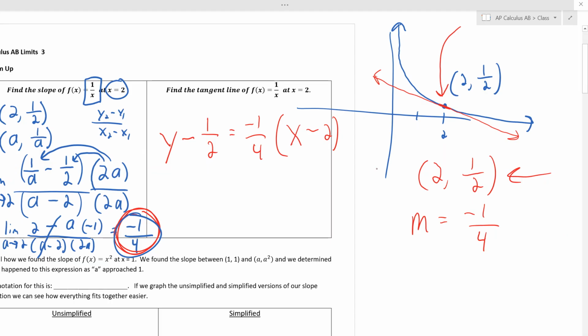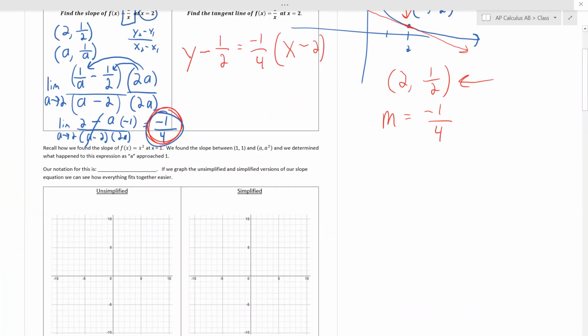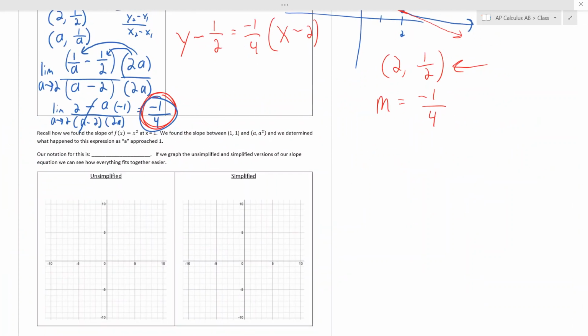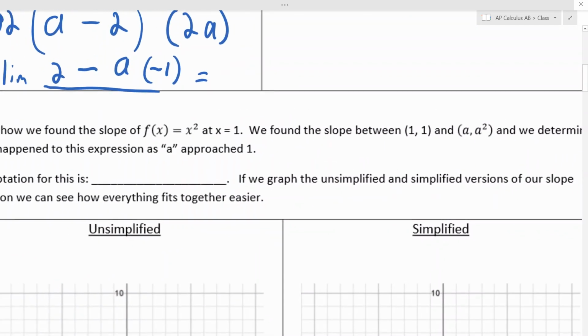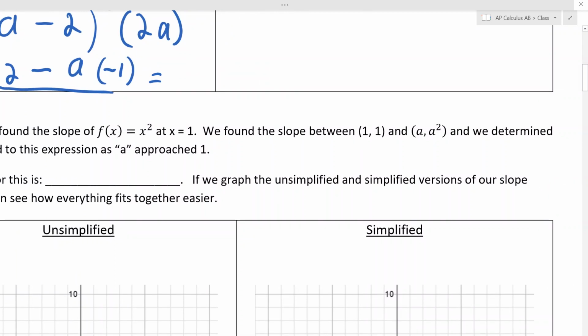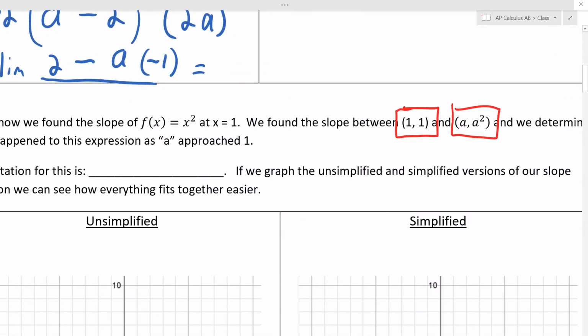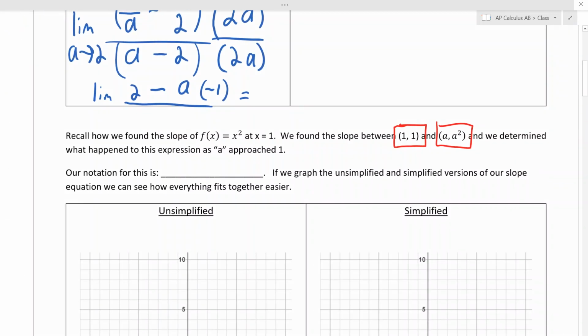So going back to here, extending our idea of slope and everything. So yesterday, we found the slope of x squared at x equals 1. Remember, that was 2. But we did that by, just like we did in the warm-up, we took the point we want, we took a variable point, and we determined the slope there. Okay.